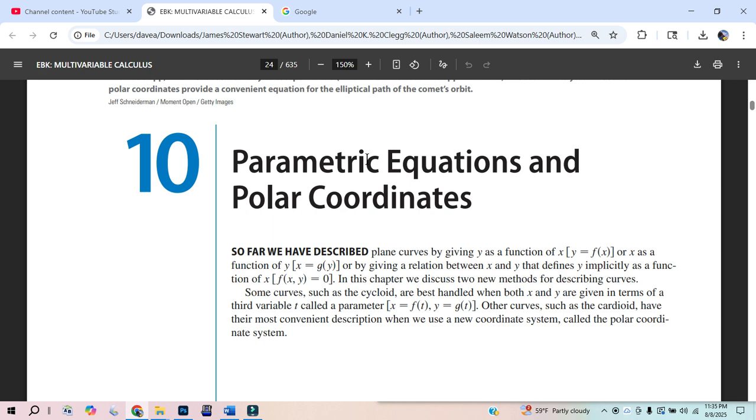So we have parametric equations and polar coordinates. It says, so far we have described plane curves by giving y as a function of x. So we have equations that are y as a function of x. I can keep up with that. We're going to put them in the form of y is equal to f of x. Okay, hell yeah.